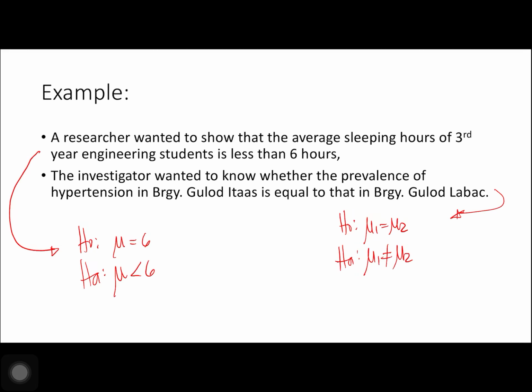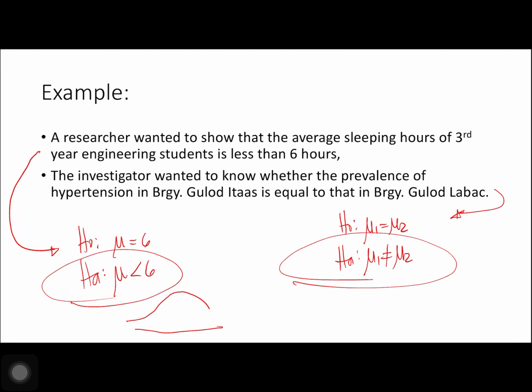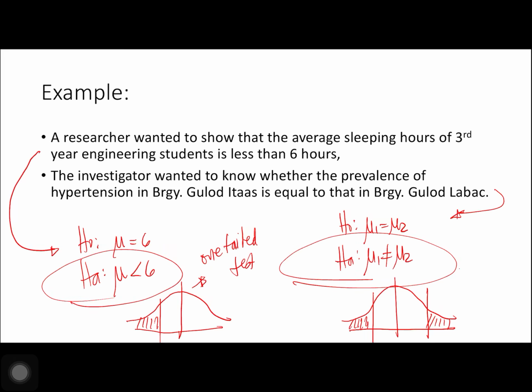Okay. So, as you can see, there is a difference in our alternate hypothesis. Here, we already know the direction or the location of our critical value. Okay, so it's on the left. While here, we do not know if it's greater than or less than. So it can be here or here. So this one is a one-tailed test. And this one is a two-tailed test.